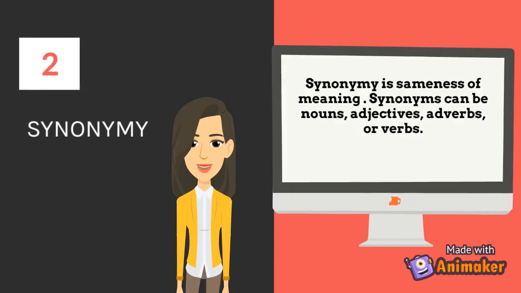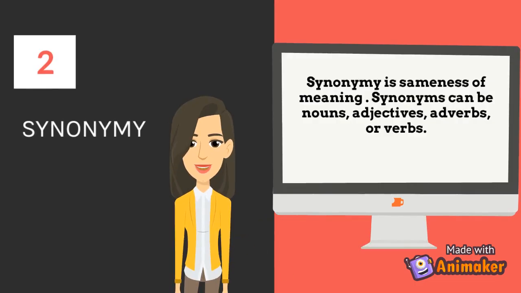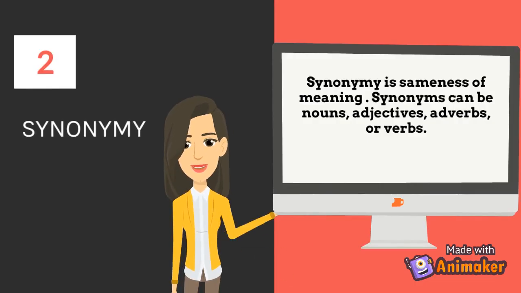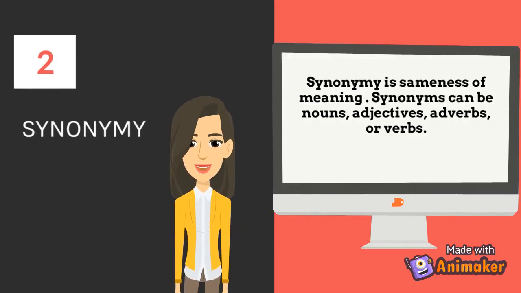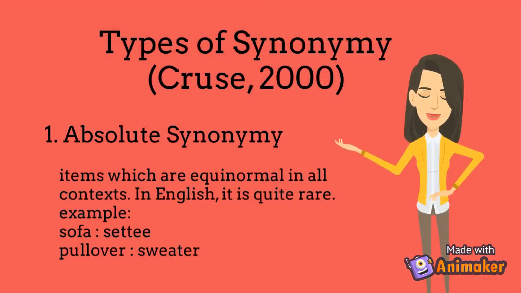The second kind of lexical relation is synonymy. It is sameness of meaning. Synonyms can be nouns, adjectives, adverbs, or verbs. There are three types of synonymy according to Cruse. The first is absolute synonymy. The items which are equinormal in all contexts. In English, it is quite rare. For example, the word sofa and settee, or the word pullover and sweater.